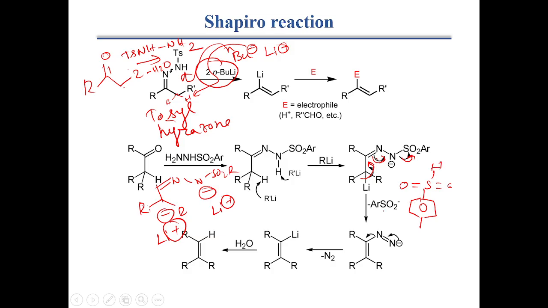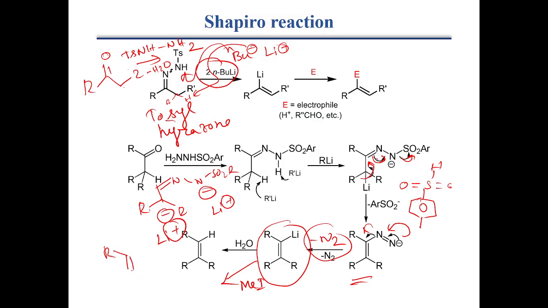And after that, what happens? After removal, this will form. So now this negative charge will go and form after elimination of nitrogen. So here also the driving force is the elimination of nitrogen from this lithiated compound. Now this lithiated compound, in presence of any kind of electrophile, here we are using water, after water it forms the alkene, the methyl containing compound. Any kind of electrophile can be trapped by this lithiated compound.